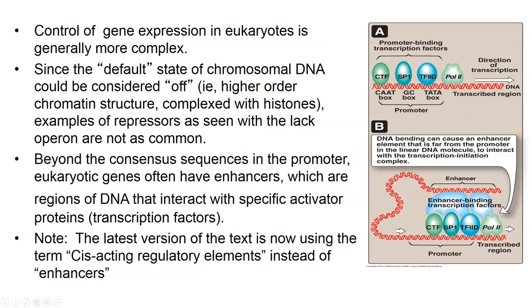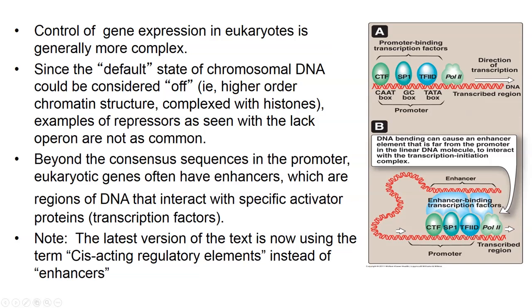So we do have consensus sequences within the promoter. We already talked about those. We talked about the CAT box and the TATA box. We didn't talk about the GC box. That's just another core promoter region. Those are present in virtually all genes.